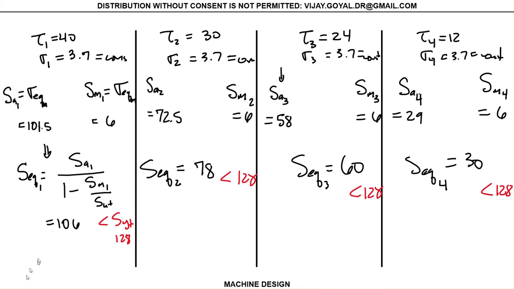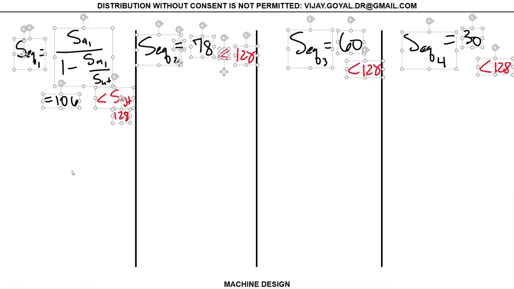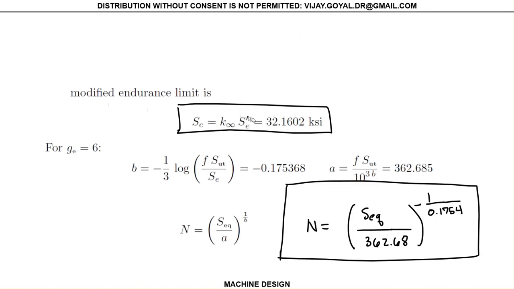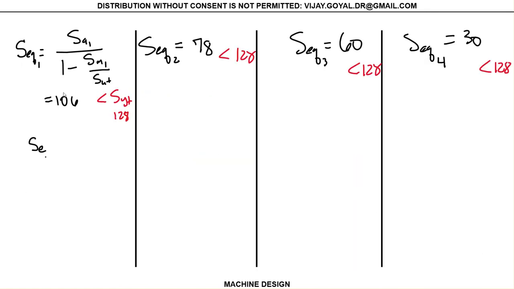So the last check we do is to see if we have finite life or infinite life. So in this particular problem, I move to the next page. I have to compare with SE. Remember that SE in the problem was given as 32. So I know the value of SE. SE is 32. And you can see that S equivalent 1 is bigger than this. So I have finite life.